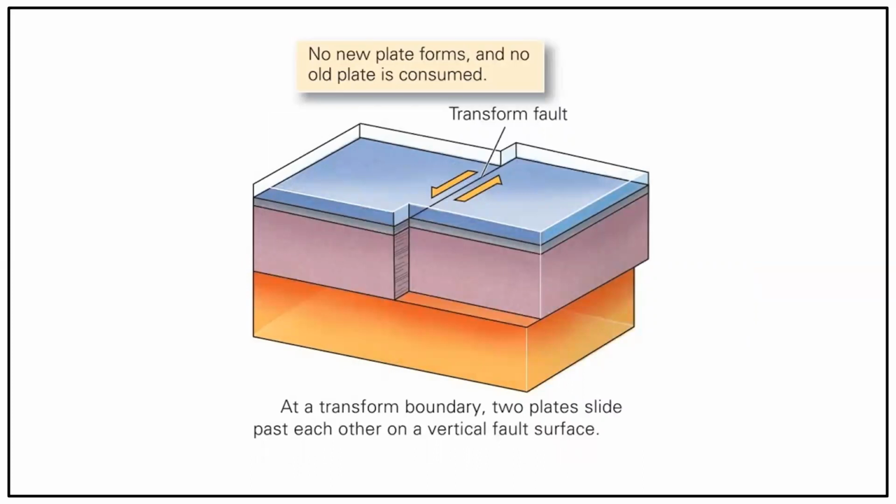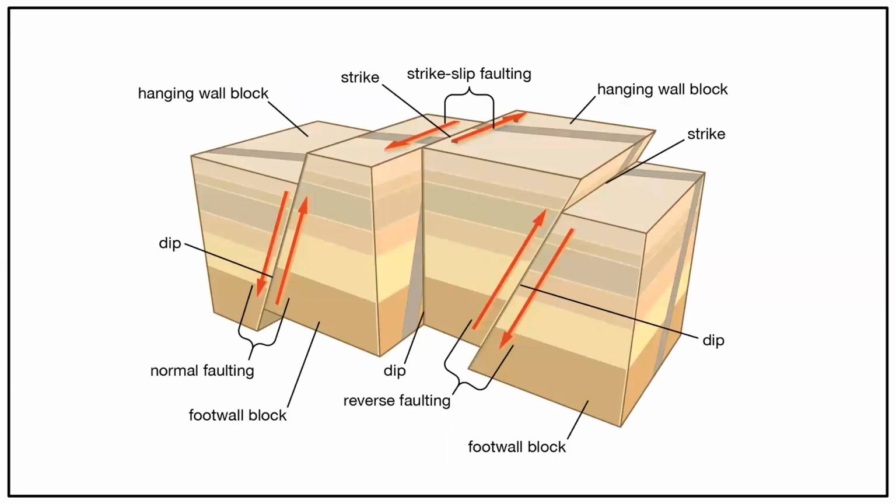Transform boundaries. Transform boundaries appear where plates slide past each other horizontally. The movement of plates along these boundaries can cause significant stress increase and sudden release of energy, resulting in earthquakes.